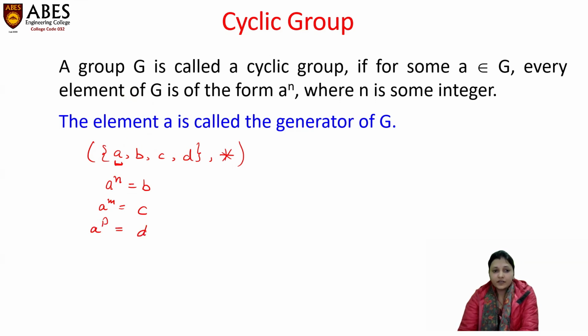If we generate all the remaining elements by raising one particular element to some power, then that element will be known as a generator of that particular group. And if we get one or more than one generator in a particular set, then that particular group is known as a cyclic group.